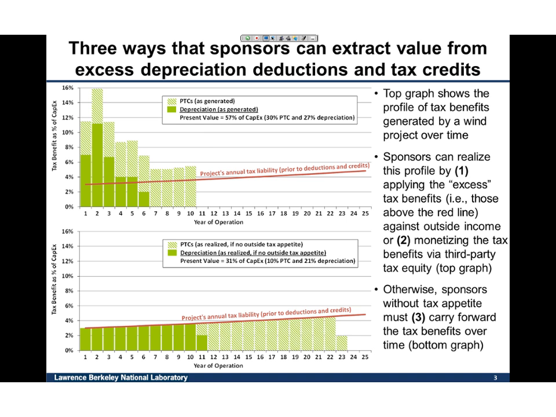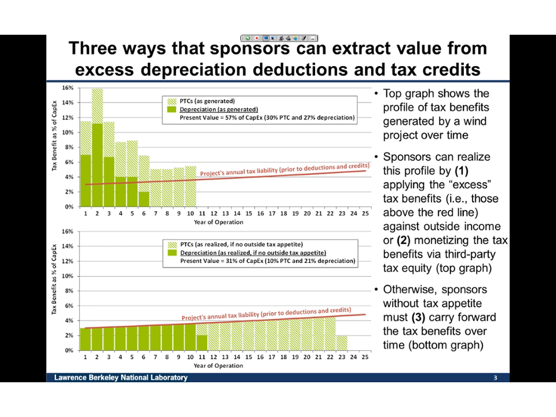First, if the sponsor has what is known as tax appetite from outside sources of income, so for example, maybe from ownership of other generation assets or from other business activities altogether, then that sponsor can most likely apply these excess deductions and credits against that outside income. In this case, the sponsor can effectively realize in real time the time profile of tax benefits shown in the top graph.